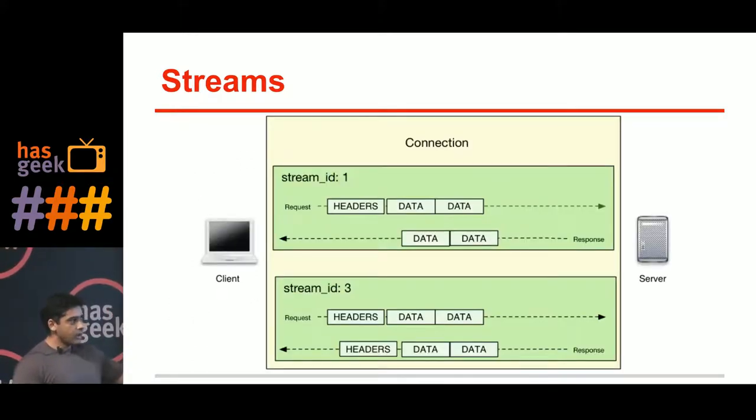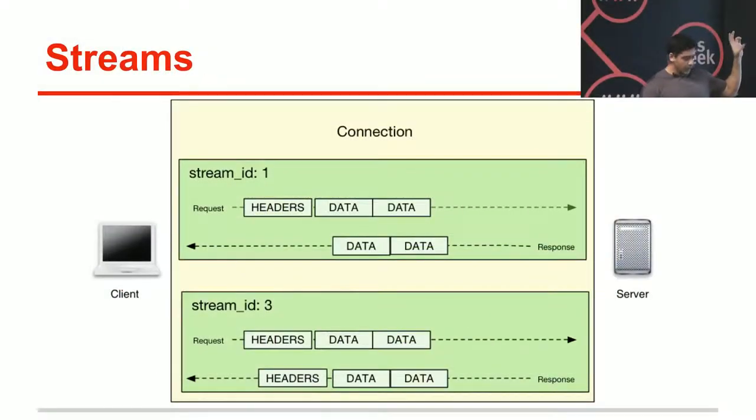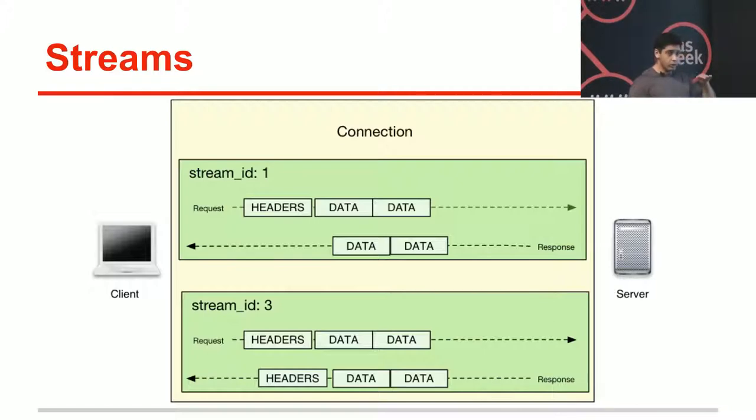So this is a small diagram which shows that you have a single connection now, and then you have two streams here, stream one and stream two. They are both concurrent, so right now they're not dependent on one another. The client has asked two separate concurrent requests to the server, and each of them is being answered individually.